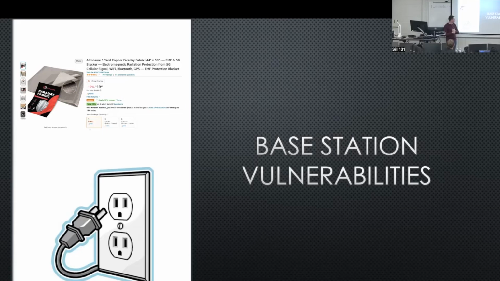Another one is simply unplugging the station. If your station is right near the door and you're able to unplug it, then any other systems like cameras, sensors, anything like that won't be able to talk outside of the house and into the internet without that base station.